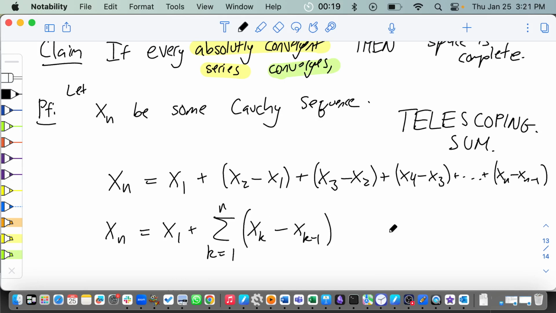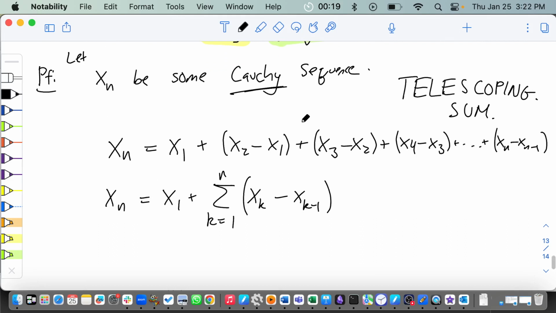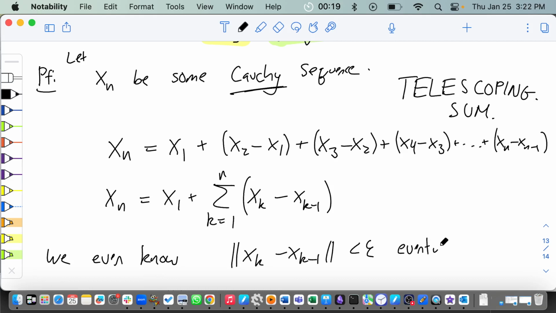x_n is the sum of things, and not only is it the sum of things, which is great, but it's the differences of elements, and we were told that it's a Cauchy sequence. So we actually know that the differences of elements can't be large, right? We even know that the norm of x_k minus x_{k-1}, that's like two adjacent elements, is eventually less than epsilon. So like we're in good shape here. This is a good start.